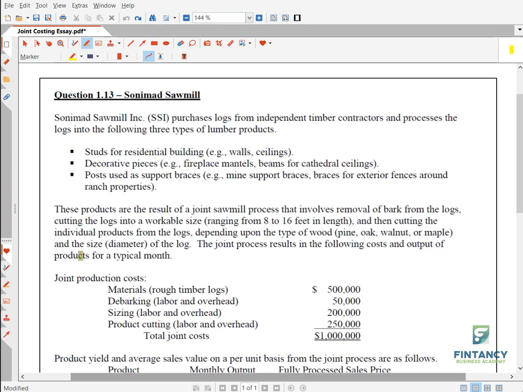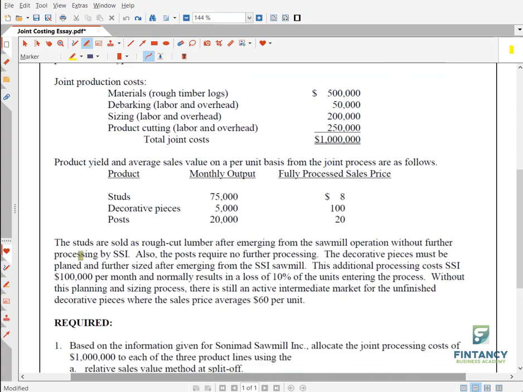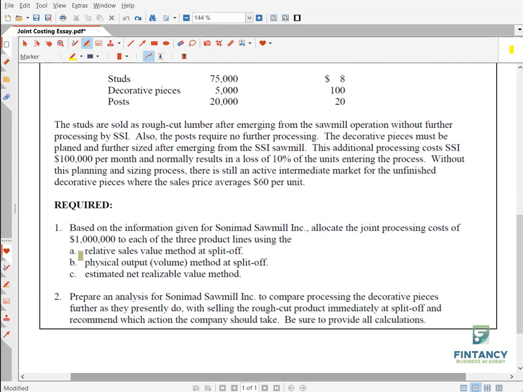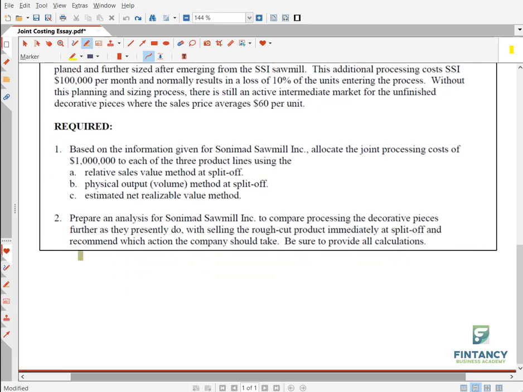So exam technique: first read the requirement. Let's see what the requirement is. There are two requirements in this question. Number one is based on the information given for the company, SonyMed Sawmill Incorporation. Allocate the joint processing costs of 1 million to each of the three product lines using all the three methods.